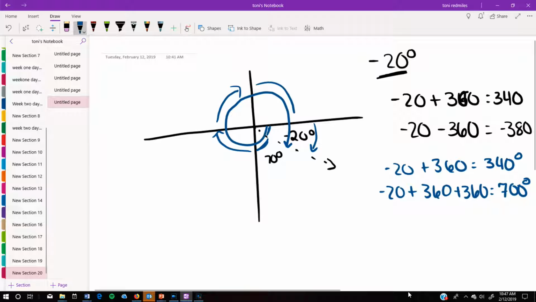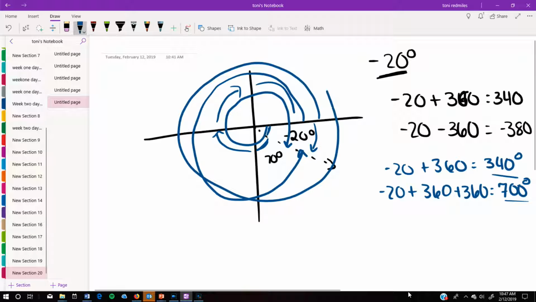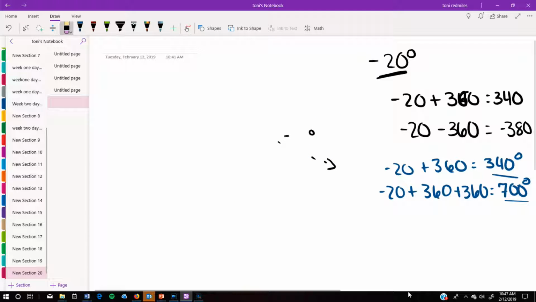If this is negative 20, another angle that would flow in the positive direction is the 340, right? I could do 700 because I could go around twice and then end there. Okay, so let's clean this up a bit because now it's hard to see what I'm trying to say.